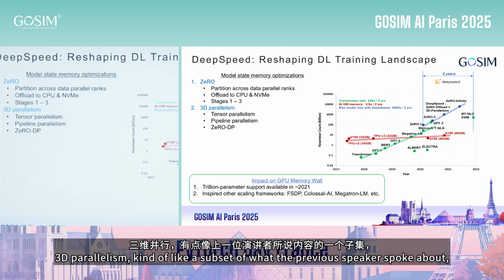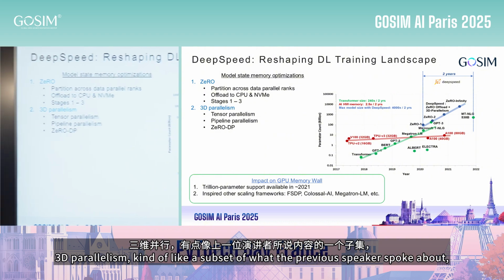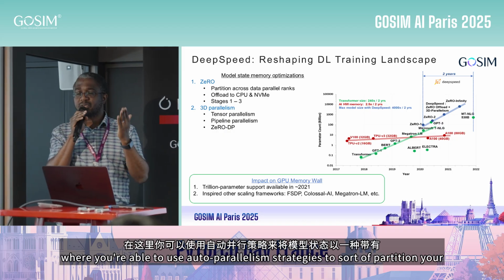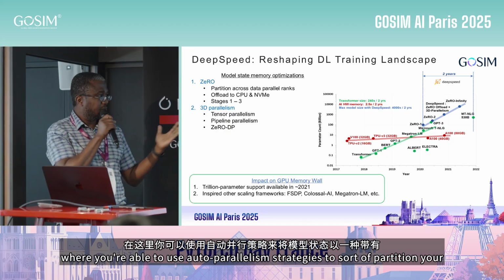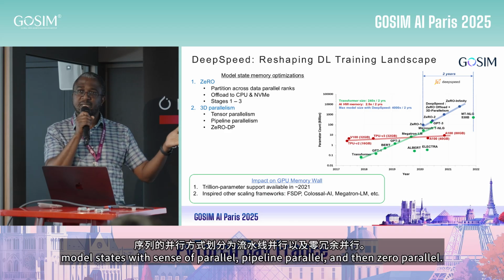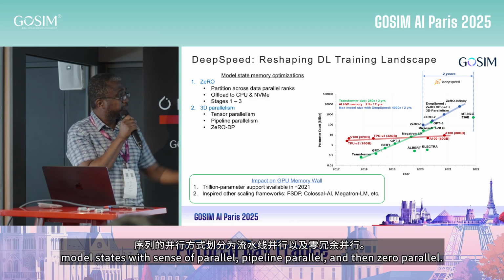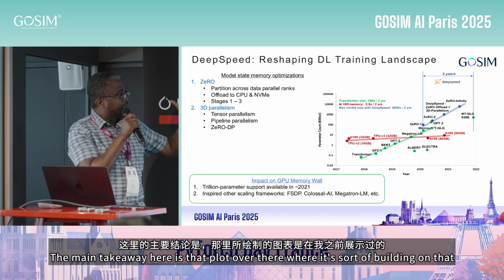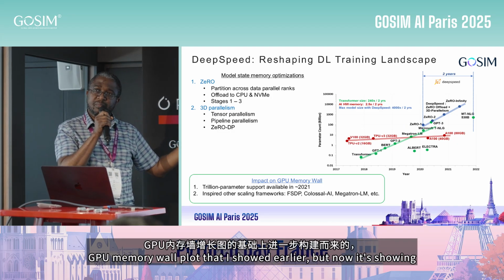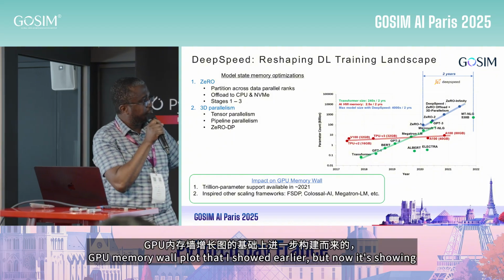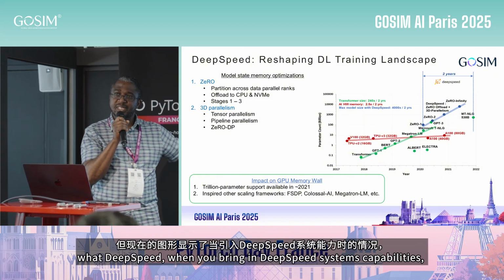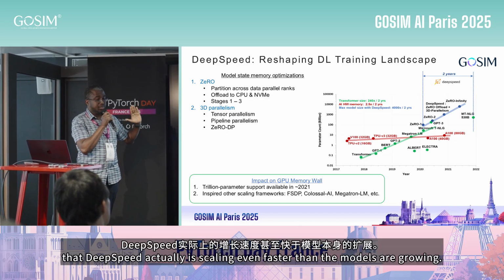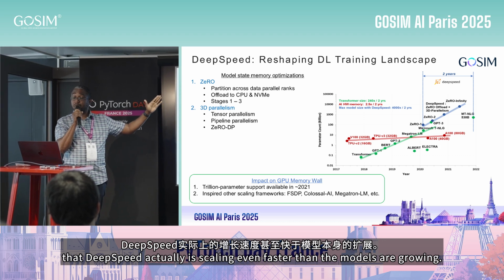3D parallelism is kind of a subset of what the previous speaker spoke about, where you're able to use auto parallelism strategies to partition your model state. So tensor parallel, pipeline parallel, and then ZeRO parallel. But the main takeaway here is that plot over there, which is still building on the GPU memory wall plot that I showed earlier, but now it's showing what happens when you bring in DeepSpeed's systems capabilities. You see that DeepSpeed is actually scaling even faster than the models are growing.